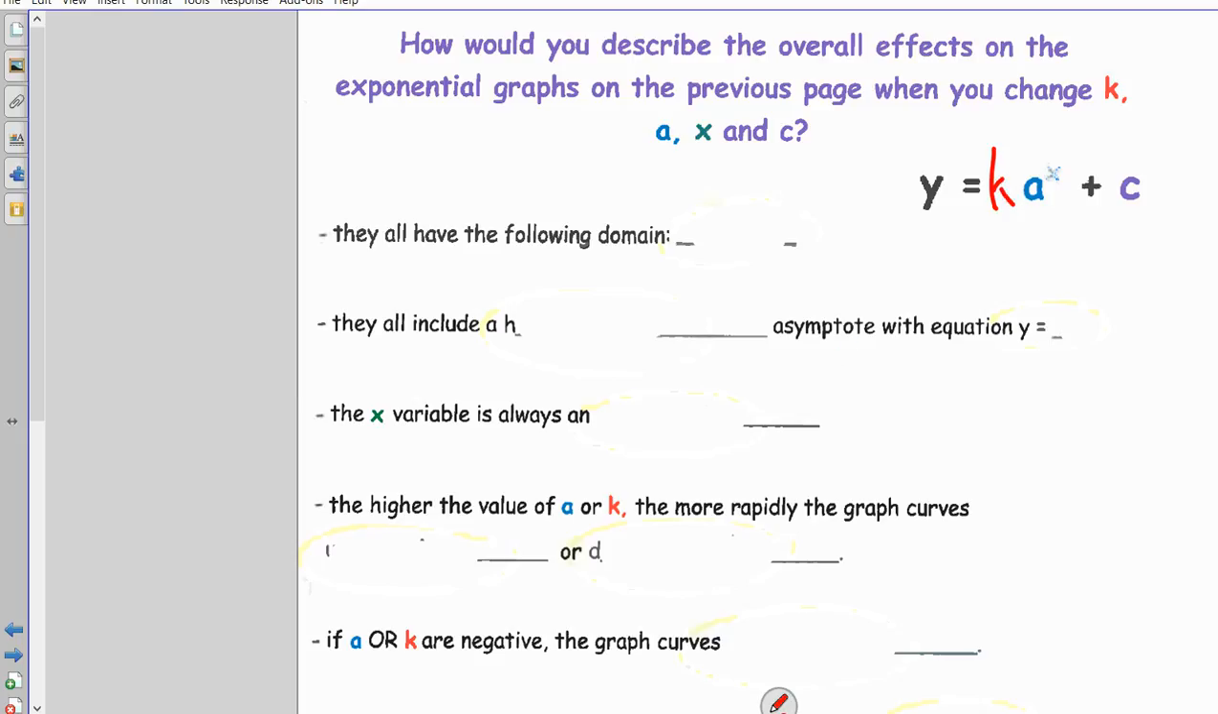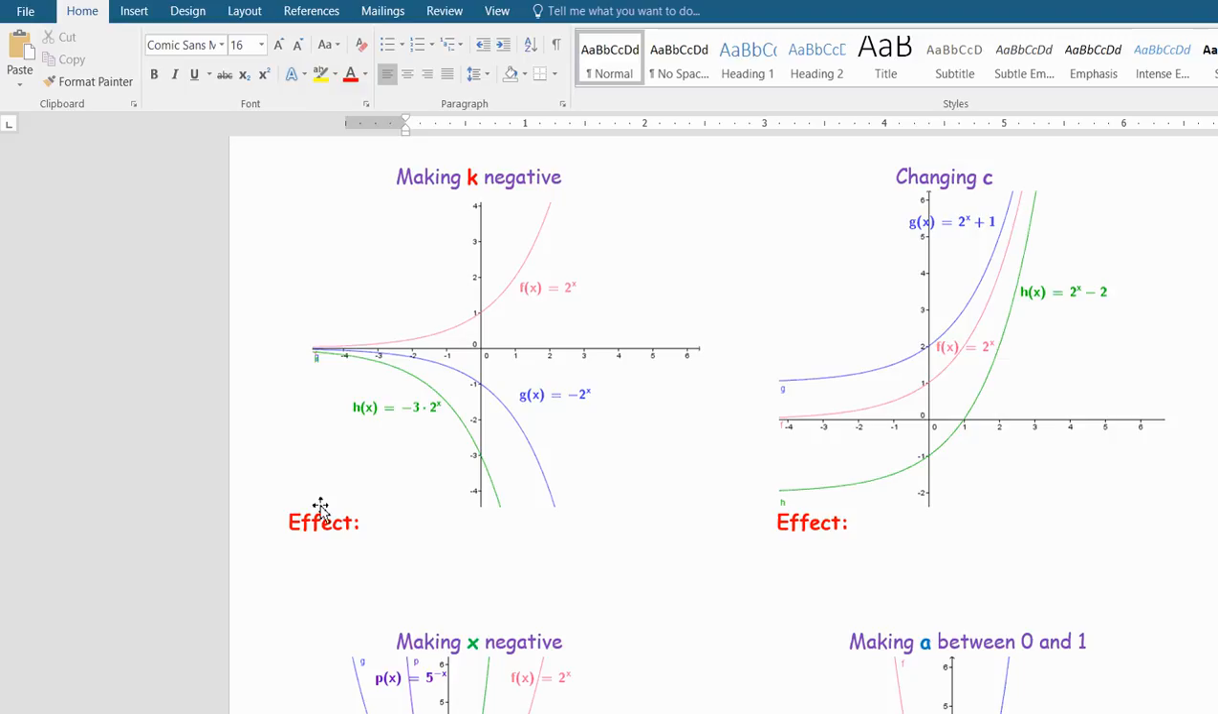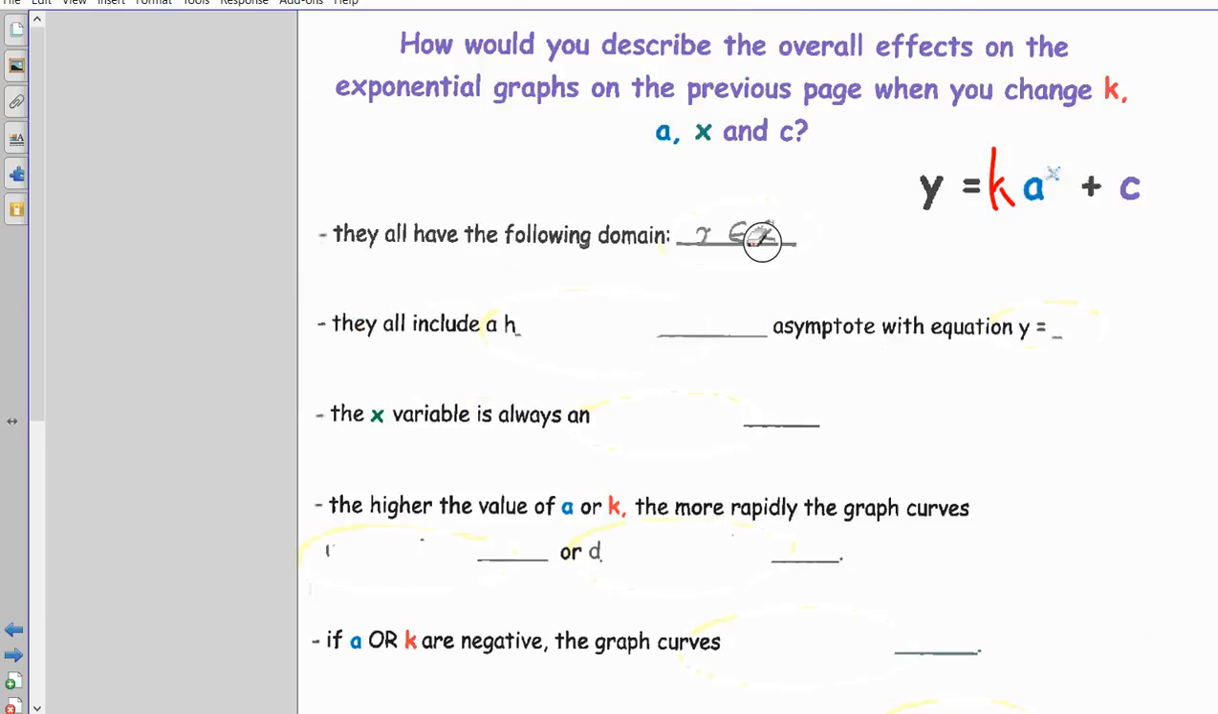How would you describe the overall effects on the exponential graphs on the previous page when you change k, a, x, and c? They all have the following domain. What do I mean by domain? Remember, it's where does it live on the x-axis. Would you agree they continue infinitely in this direction and infinitely in that direction, but they never cross the x-axis? So the domain is infinite horizontally, x ∈ ℝ, meaning all real numbers are possible.